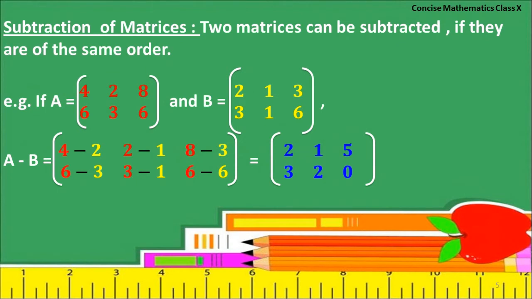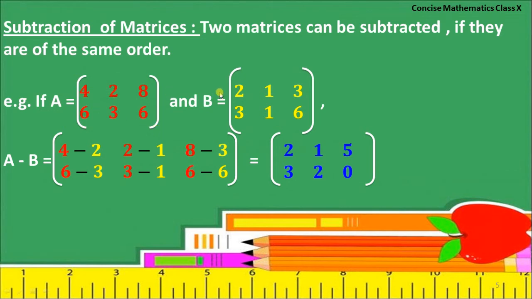Subtraction of matrices. In a similar manner to how we did addition, here also two matrices can be subtracted if they are of the same order. Consider the example of matrix A and B. Both are of the same order 2 by 3. So let us subtract the corresponding elements.